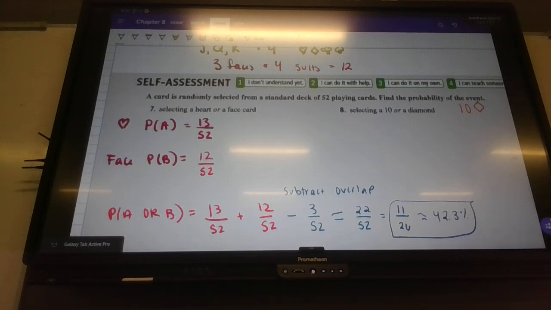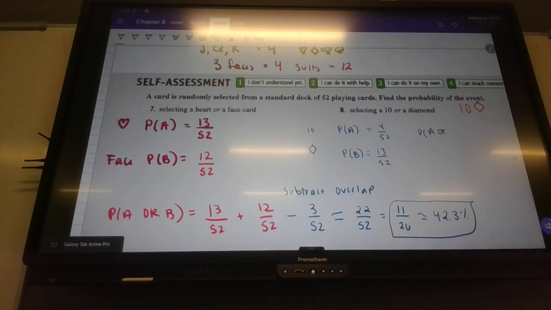Do you want to do this one out loud, Keith? I sure will. How many 10s are there in the deck of cards? There are 4 10s. So the probability of event A, which is selecting a 10, is 4 out of 52. And the probability of event B, which is selecting a diamond, is 13 out of 52.